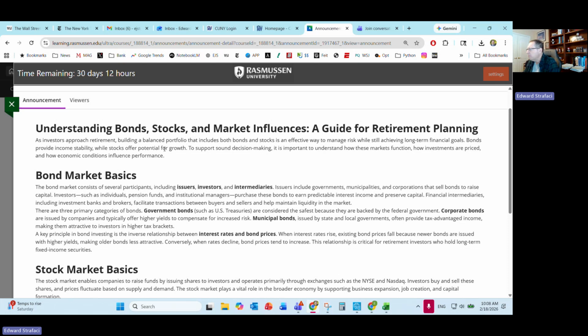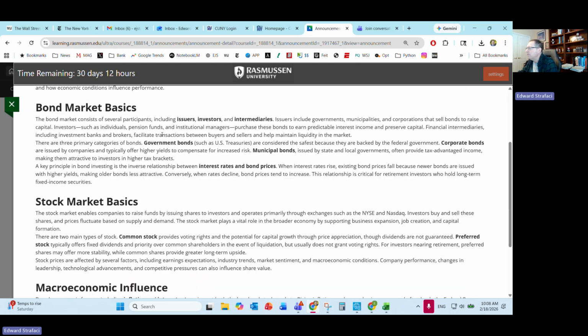Issuers include governments, municipalities, and corporations that sell bonds to raise capital. Okay? There were three primary categories. Government bonds, like U.S. Treasuries, are considered the safest because they're backed by the federal government, which is considered the safest investment in the world. Corporate bonds are issued by companies and typically give you a bit of a higher yield than governments because the odds of even Apple or Coca-Cola going bankrupt is greater than the government going bankrupt, right? Although those are two horrible scenarios. Municipal bonds issued by state and local governments often provide tax advantages, which I went over.